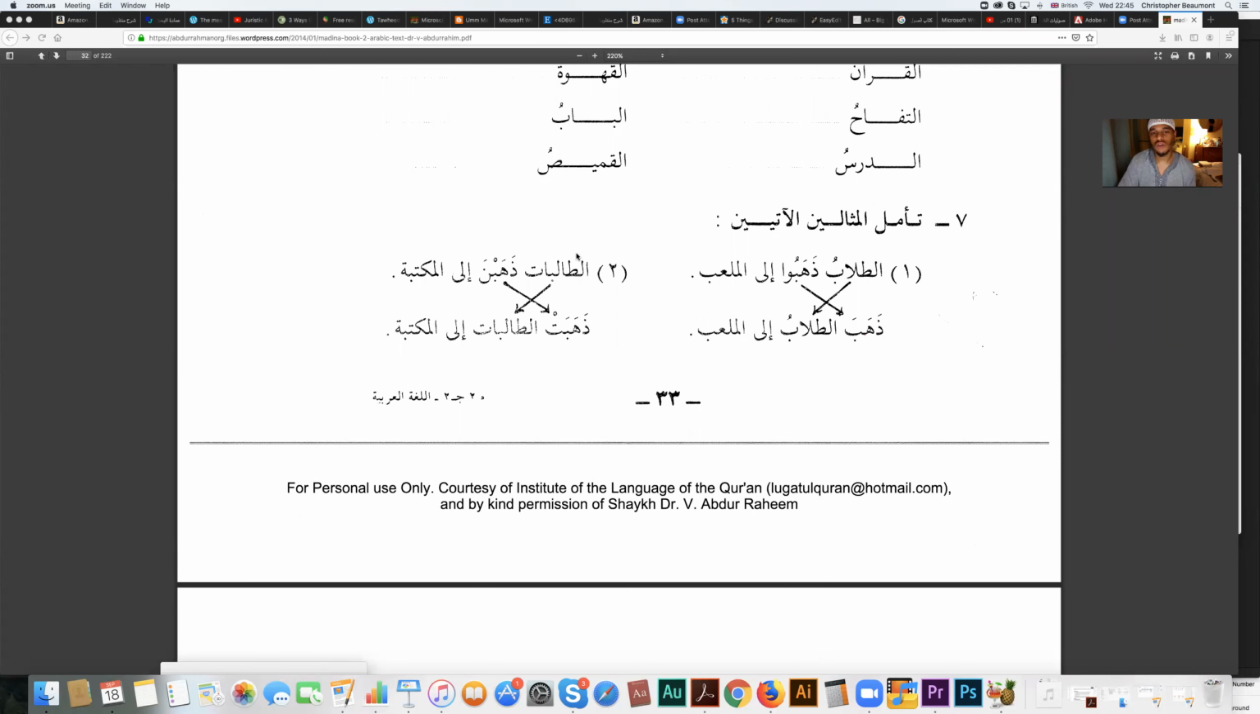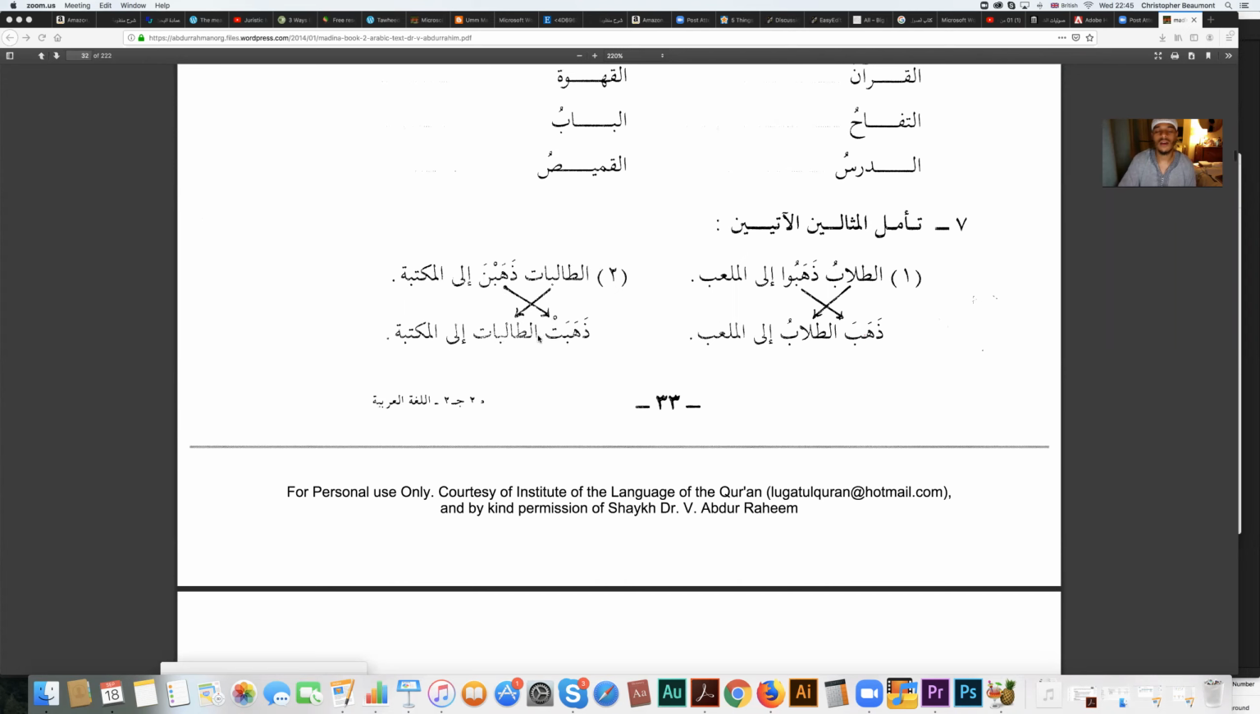Same like this. At-talibatu, the female students. Dhahabna ila al-maktabati. They went to the maktaba. But the moment you put the verb at the beginning, even though the subject now is after the verb, right? It's permissible to use the singular version of the verb, and that's just how the Arabic language works.